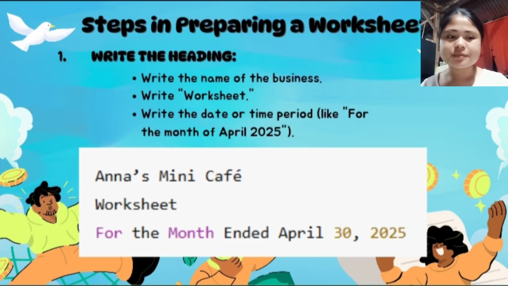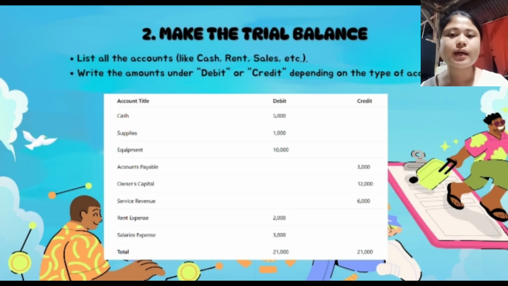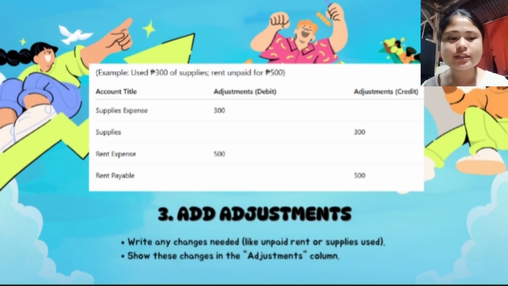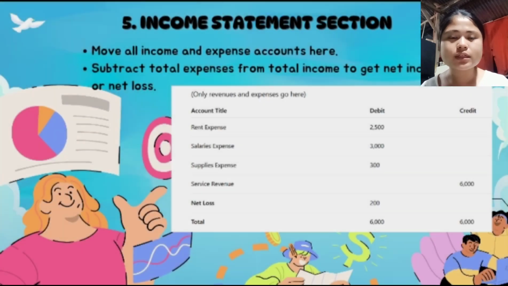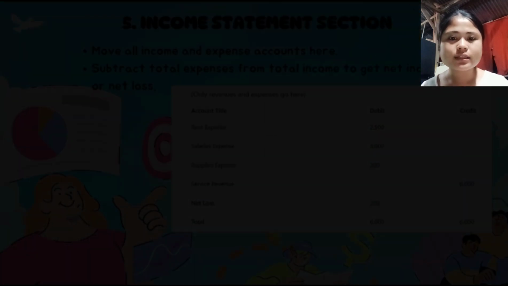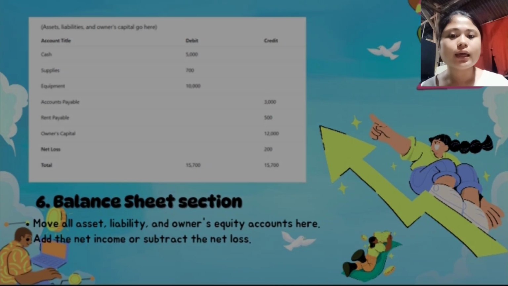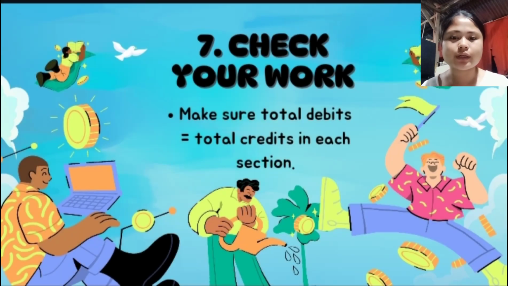So, there are steps in preparing a worksheet. First one is write the heading. The second one is make the trial balance. The third one is add adjustments. The fourth, adjust the trial balance. The fifth is income statement section. The sixth one is the balance sheet. And the last one is check your work.